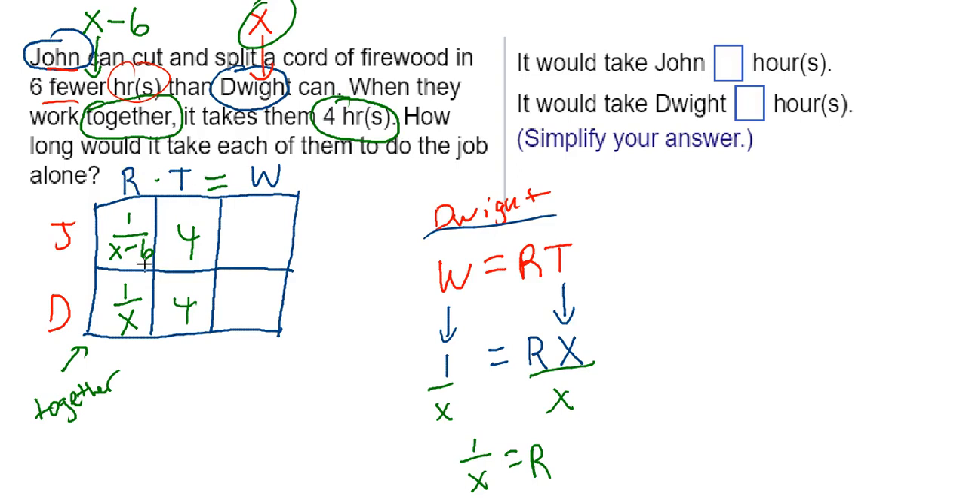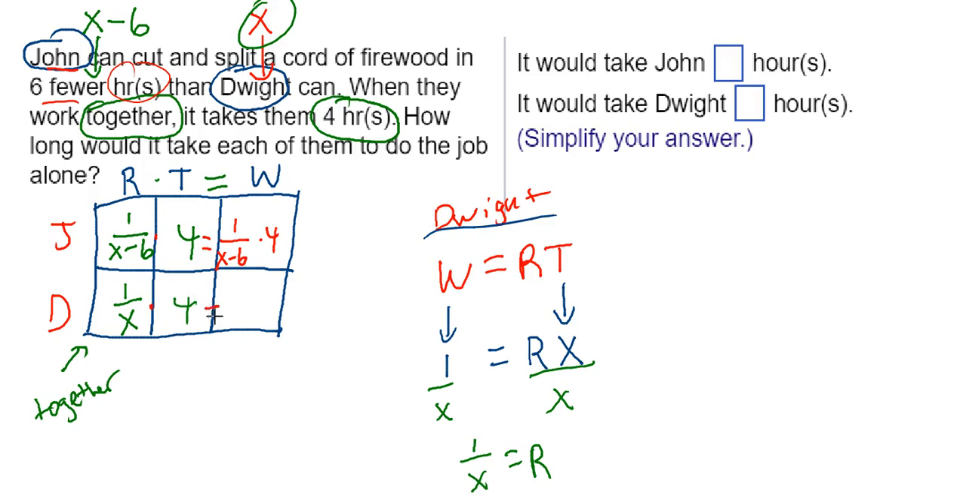We take R times T. So for each person, for John, we're going to take R times T. So it's going to be 1 over X minus 6 times 4. That'll be John's work, right? So we're not just multiplying two things together randomly and getting some random result. This means something, right? If you take a speed times a time, the result you get is the work. And so this expression represents the work that John is getting done.